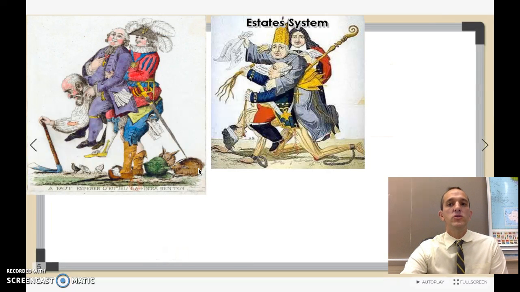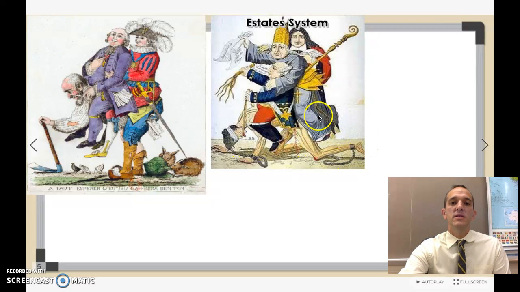This is just two cartoons here that kind of show this estate system for my visual people. Let's come over to this one. This right here is the Roman Catholic Church. And this is the nobles, and this is supposed to be the king, and they are all riding on the back of a poor, starving, in-chained, blindfolded person who is basically being treated like an animal.